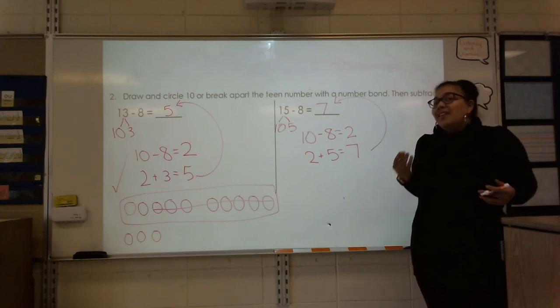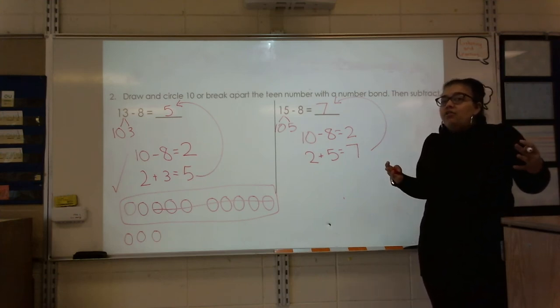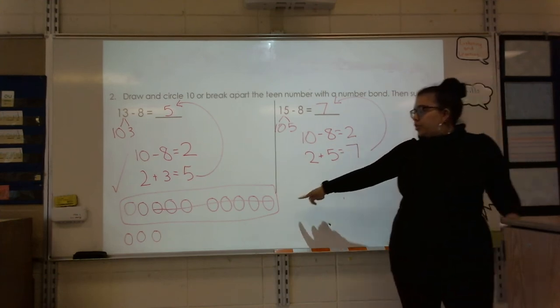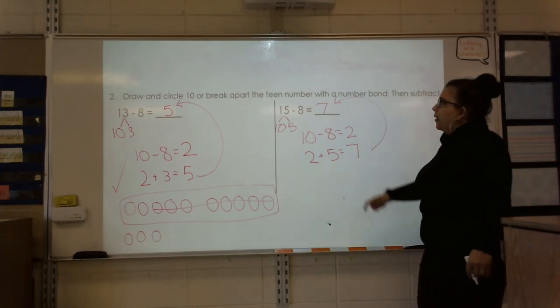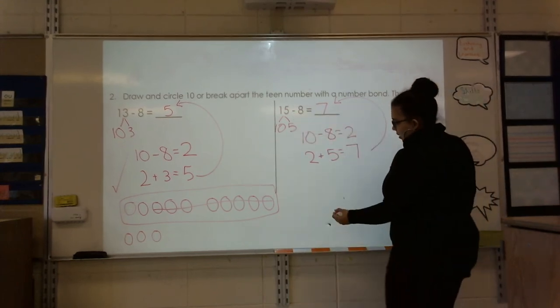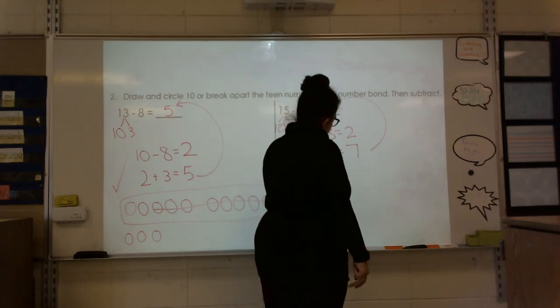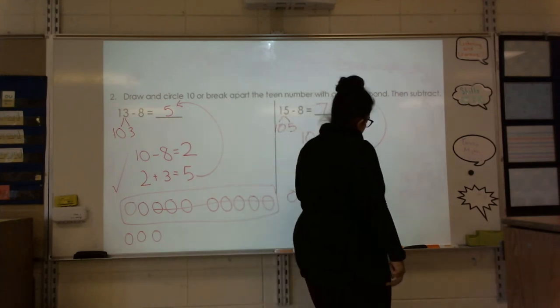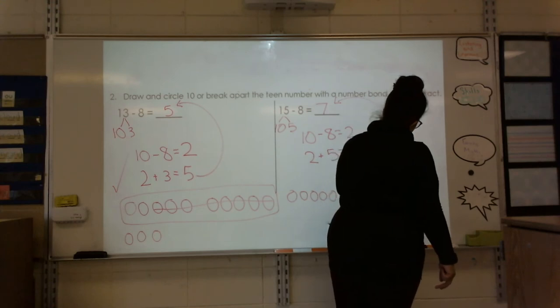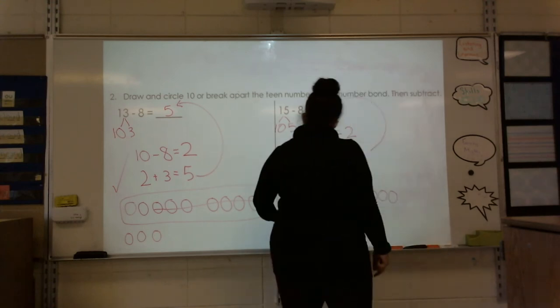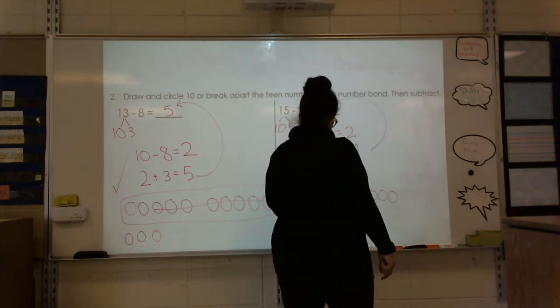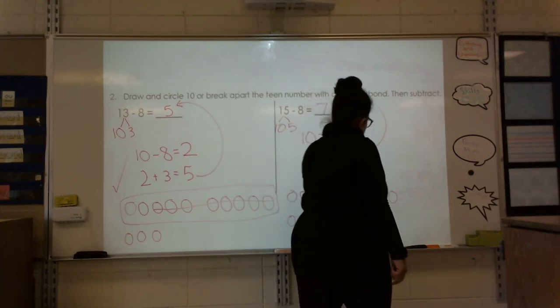You're unsure? You're like, I don't know if she knows what she's talking about. What do we do to check our work? We draw a picture. So let's go ahead and draw this picture. 1, 2, 3, 4, 5, 6, 7, 8, 9, 10, 11, 12, 13, 14, 15.